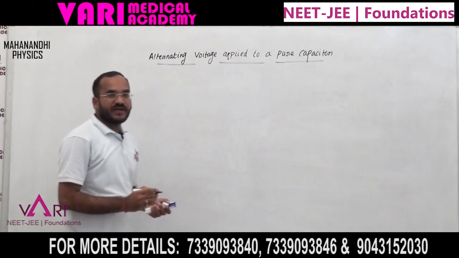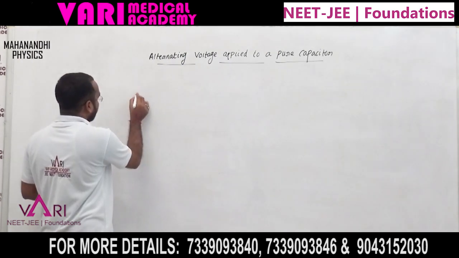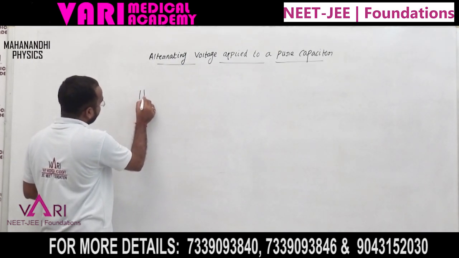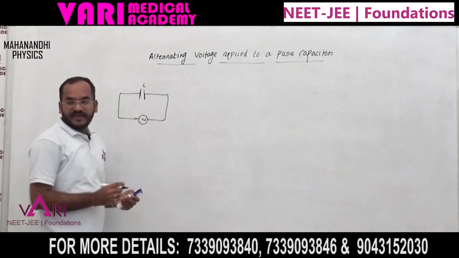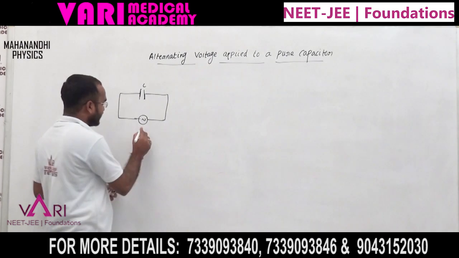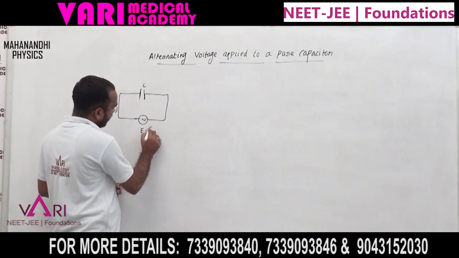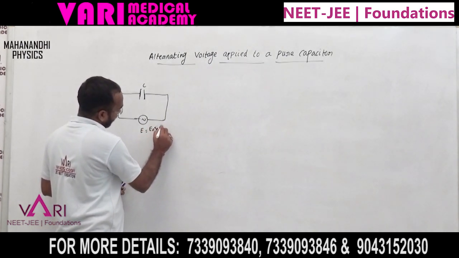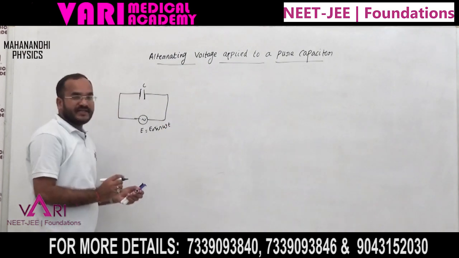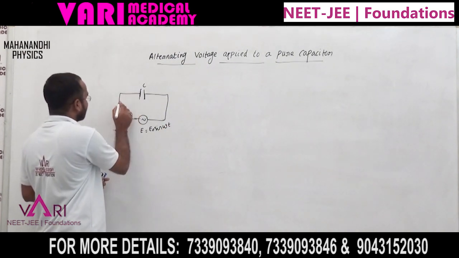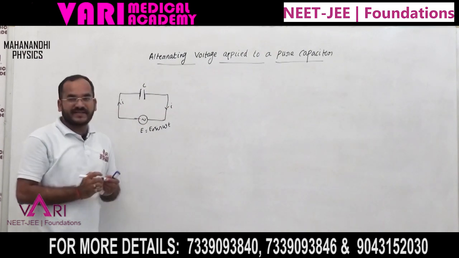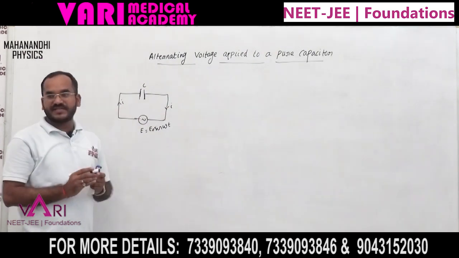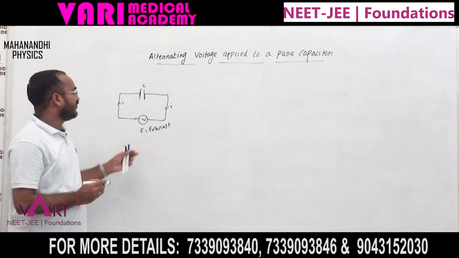Now the capacitor is connected to an alternating potential, an AC voltage. Here the capacitor C has the alternating potential E equal to E naught sin omega t applied. Now the current is passing through the capacitor. At that time, does the current lead or lag, or does the potential lead or lag? That is what we will discuss now.